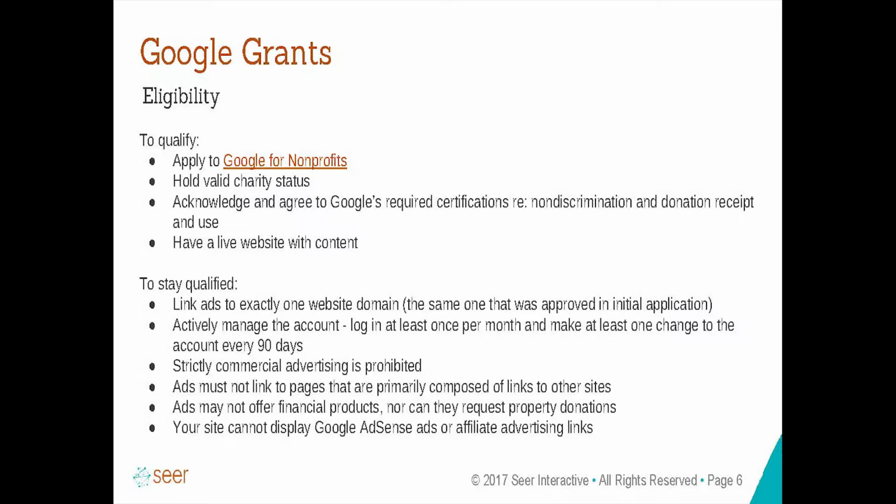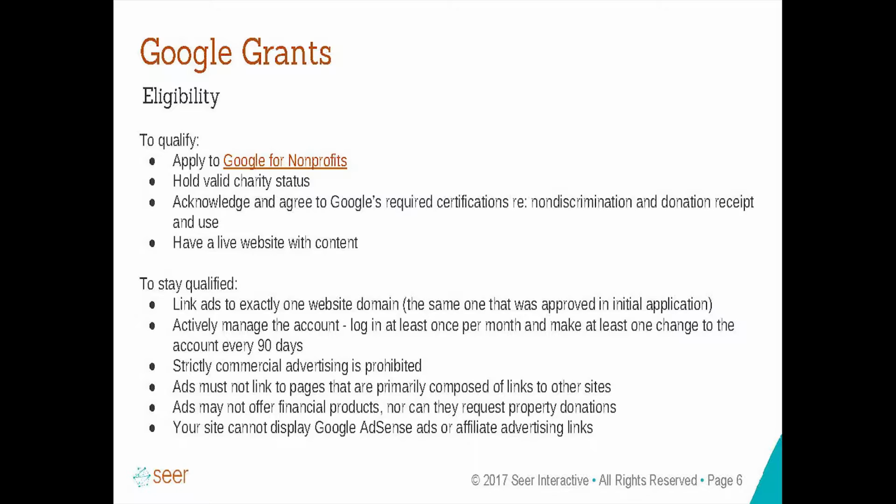To stay qualified, again, there are a bunch of things here, but a few that I wanted to point out specifically. You have to actively manage the account, which Google qualifies as logging in at least once per month and making at least one change to the account every 90 days. That could be any change at all. Maybe you add a few keywords, maybe you pause them because they're not working. Whatever you want to do is fine. You also cannot have strictly commercial advertising. So if you are selling, for example, shirts, bumper stickers, anything, Google will not let you run that through the grants program, but you can do that through an account that you are paying for.